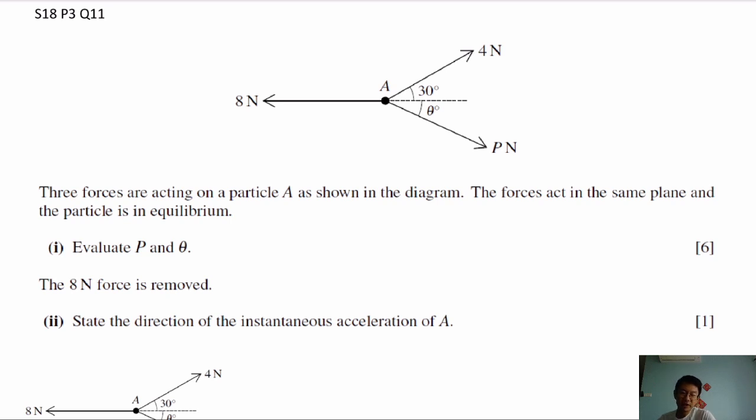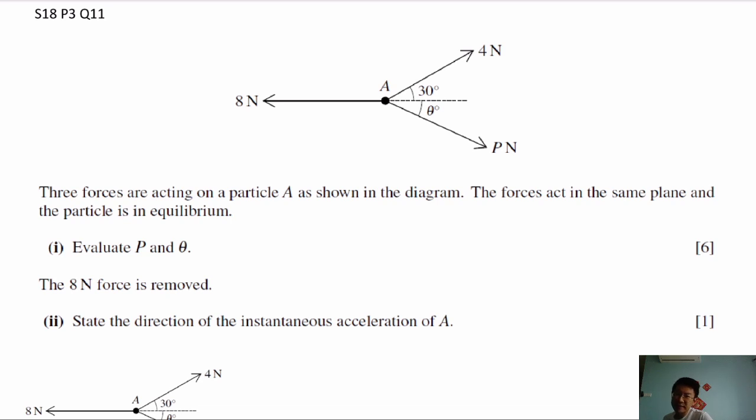Okay, class, we'll look at the question now. For this question, we have three forces acting on a particle A, which is in equilibrium. The first part is to evaluate P and theta.